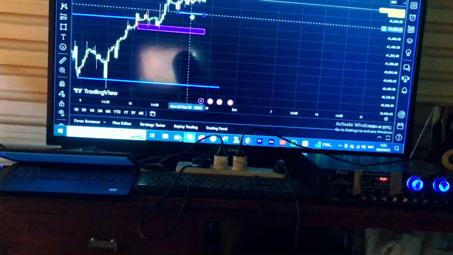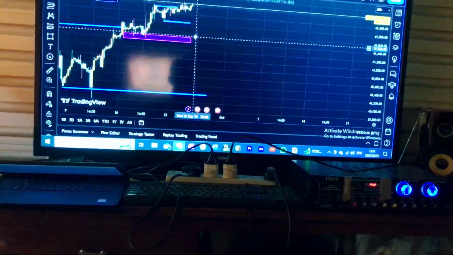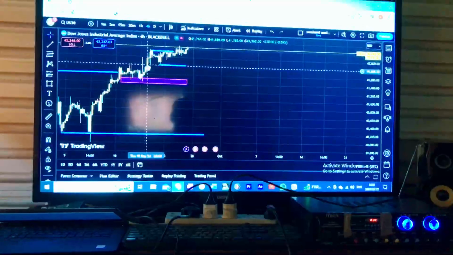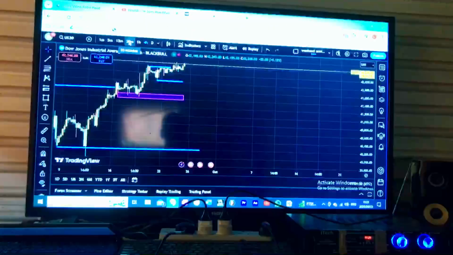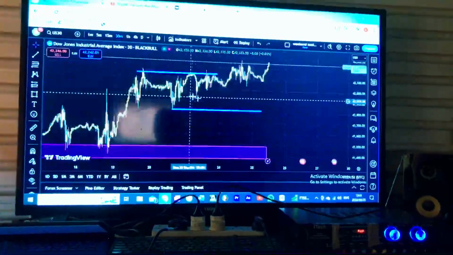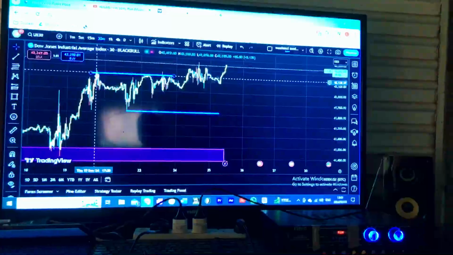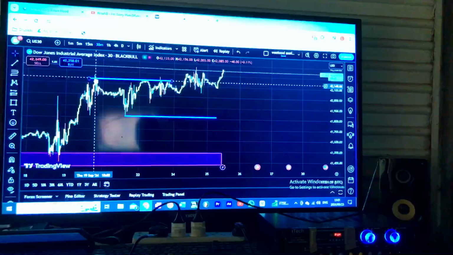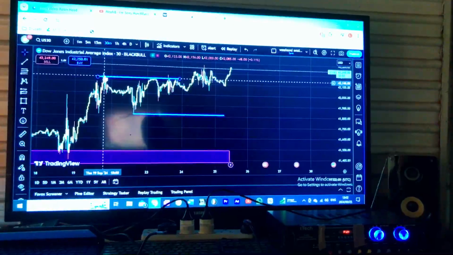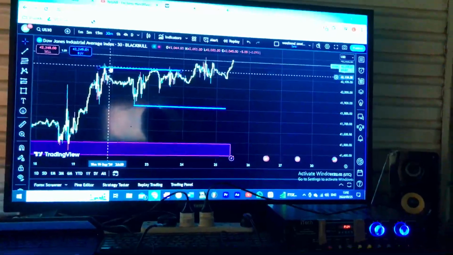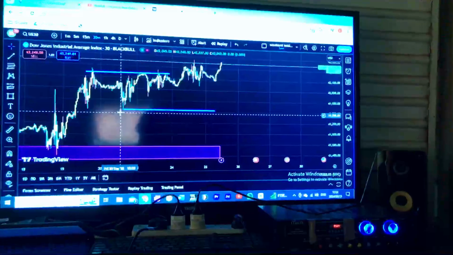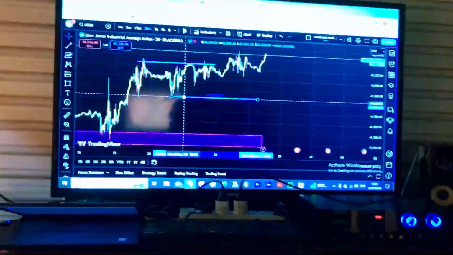But I don't want to focus much on this on a higher time frame. I may even go to the 1 hour, the 30 minutes, but in this case I will go to the 30 minutes. As you can see, guys, this is the recent high, and this is the recent swing low, guys.